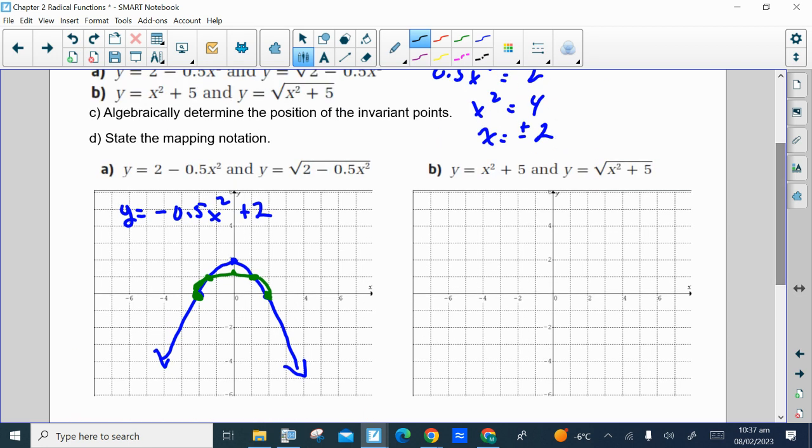All right, what about y equals x squared plus 5? So that's the graph of y equals x squared shifted up 5 units. You're going to have a vertex up at positive 5. And the graph will go up to the right and up to the left.